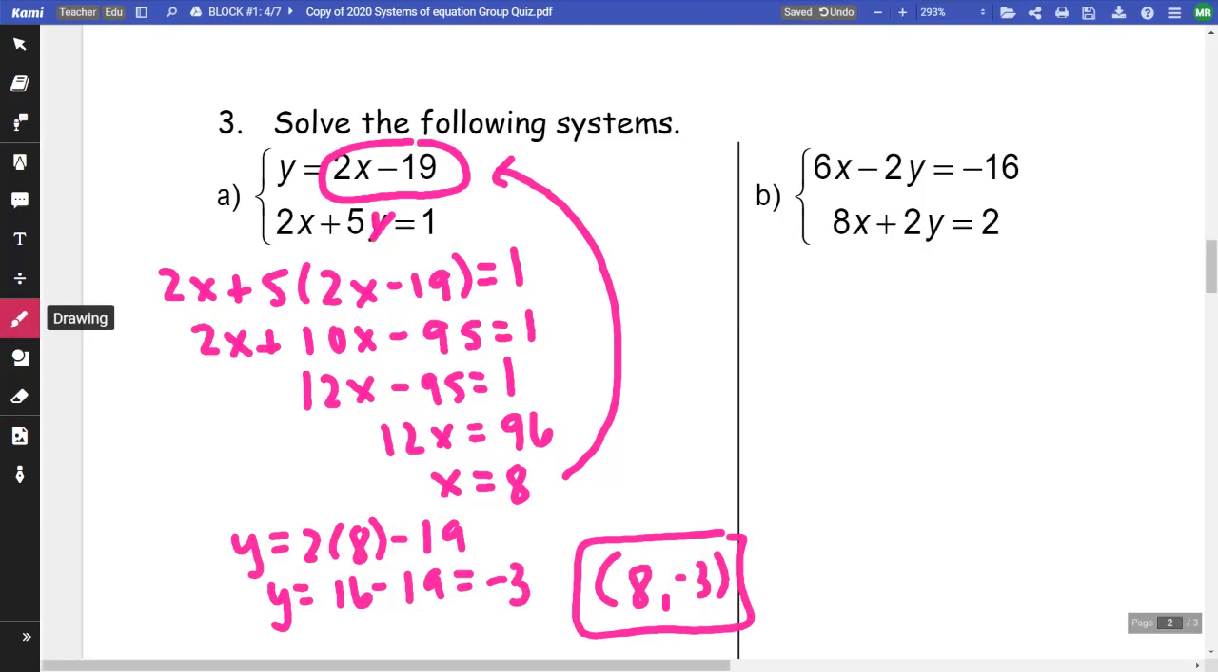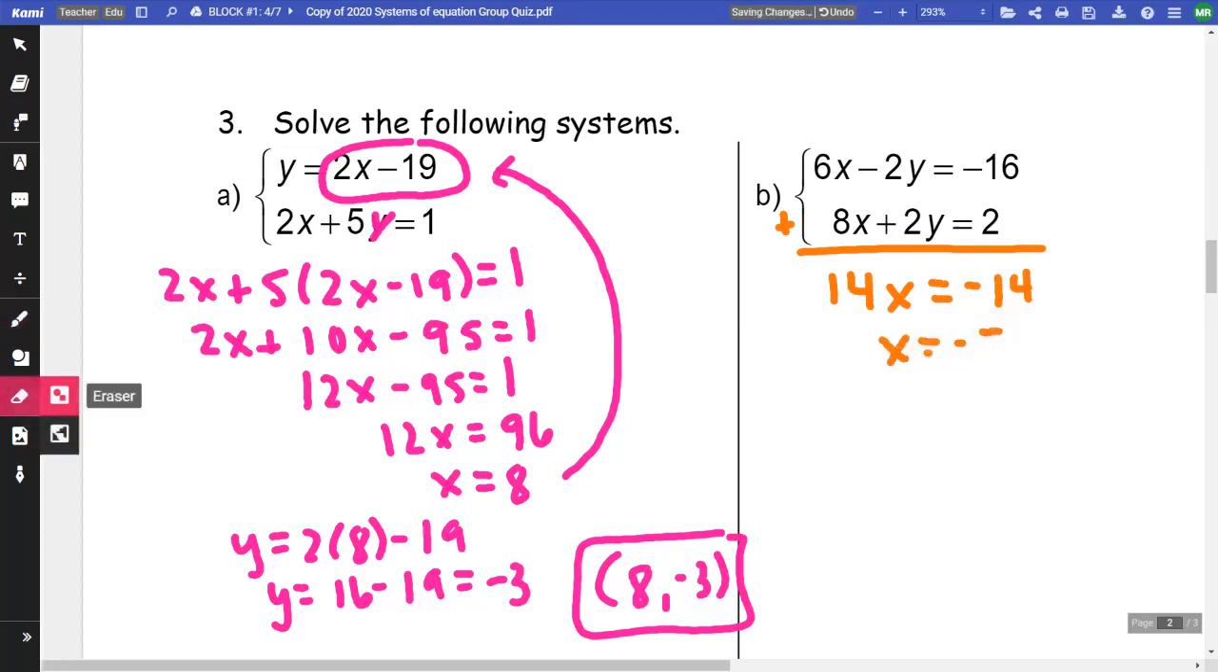Okay, now on letter B, on this one, neither one of them is in y equal form, so I'm not going to use equal values. I'm not going to use substitution. I do notice that I have a negative 2y and a positive 2y. So if I add these two equations as is, using elimination, I get 14x. My y's cancel out, is equal to negative 14. Divide by 14, I get x is equal to negative 1.